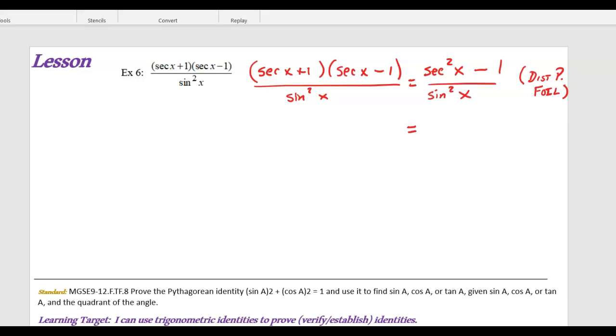I know secant squared of x minus 1. If you look on the front of your notes, secant squared of x minus 1 is tangent squared of x over sine squared of x. How do I know? That is the Pythagorean ID. I'm going to move this over just so I have more space. Now, I'm going to split the fraction. You do not have to split the fraction, but to me that makes it so much easier to manage.